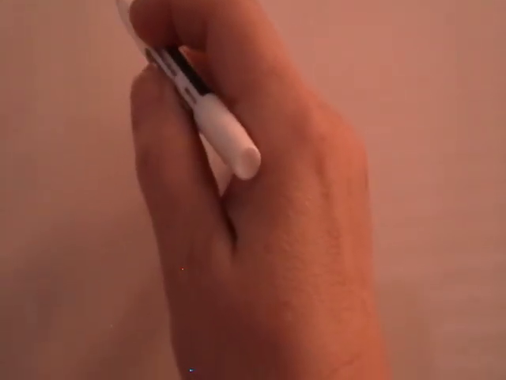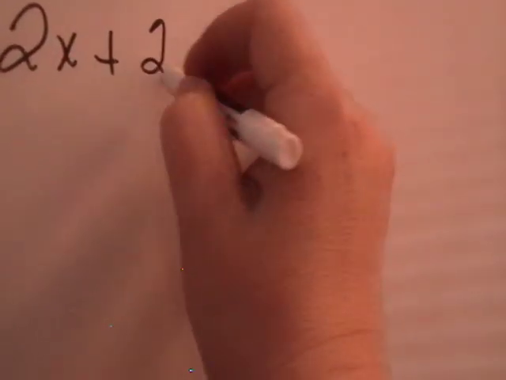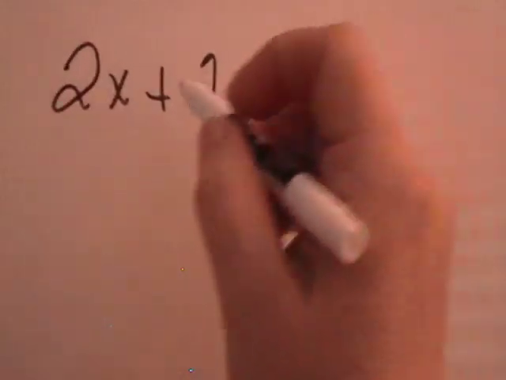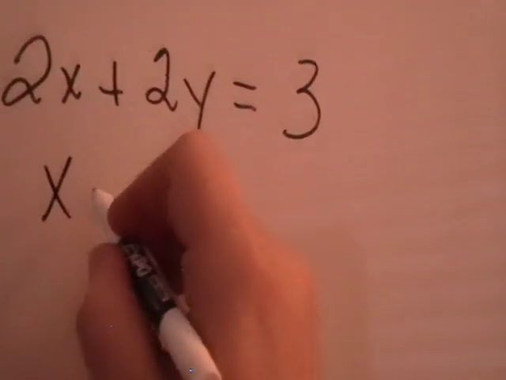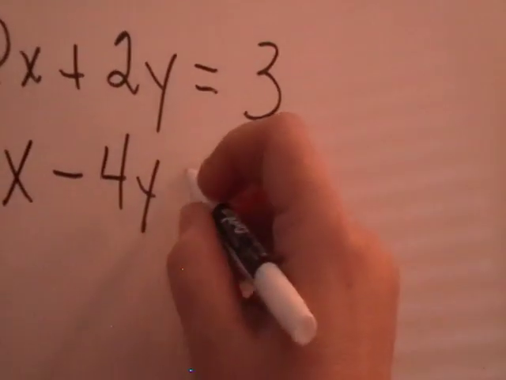All right, let's take a look at example number 2. It just says solve the linear system. Why don't you write this along with me so that you're following along. We have 2x plus 2y equals 3. Then we have the second equation. Remember, we're always going to have two equations. x minus 4y equals -1.